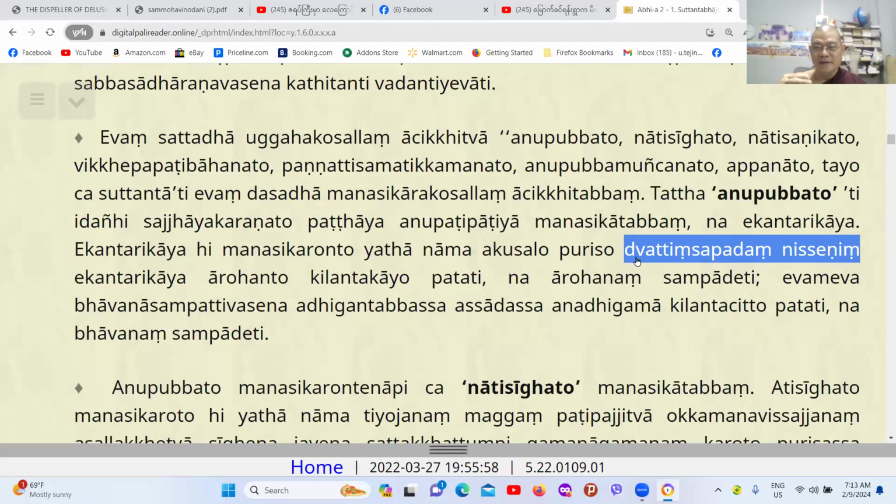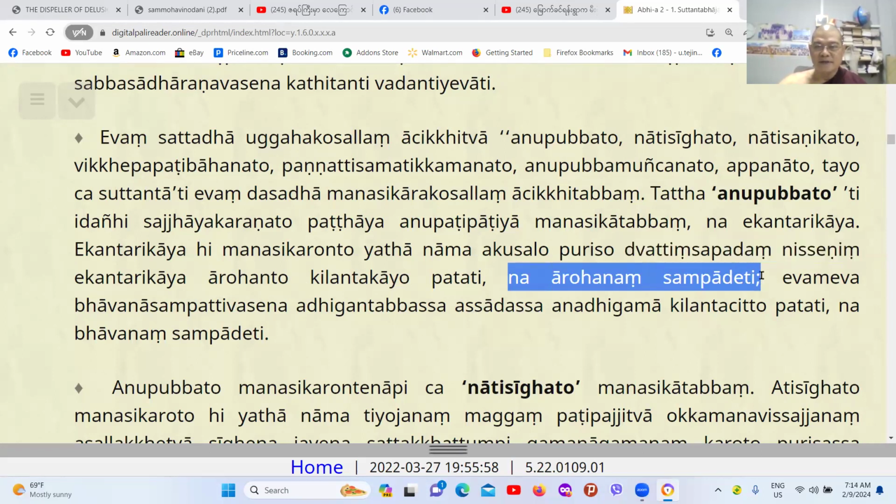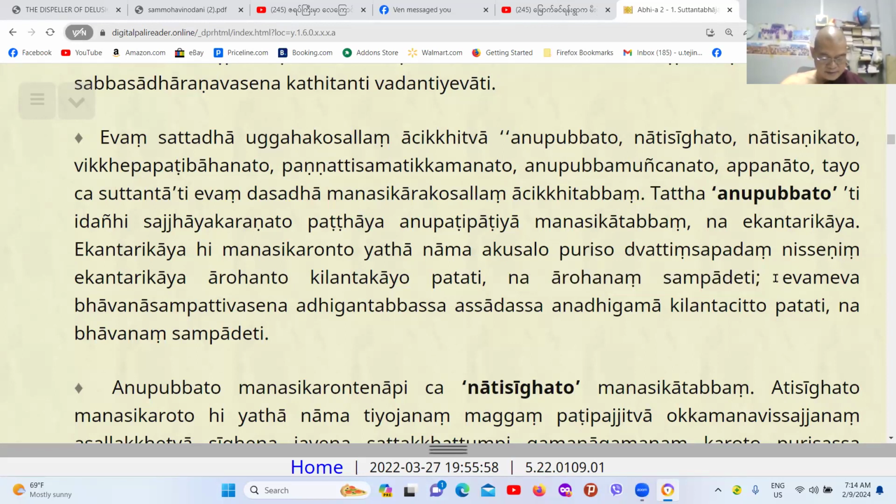So if he climbs over the stair, then he will be tired. He will fall, just like that. Na arohana sabadidi, he may not accomplish his climbing. Na arohana sabadidi. So puriso, na sabadidi. That man does not accomplish his climbing, arohana. Ewa mewa, just like this.